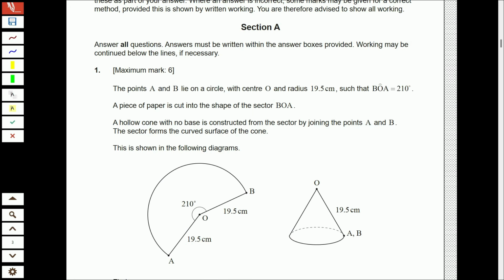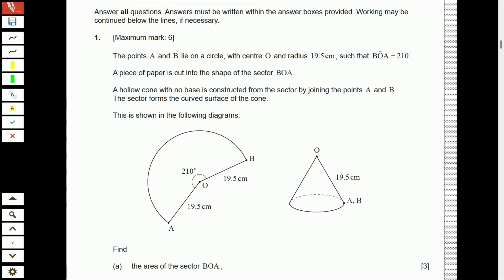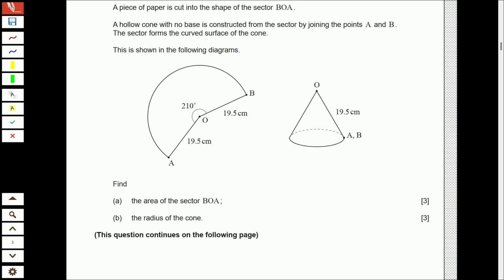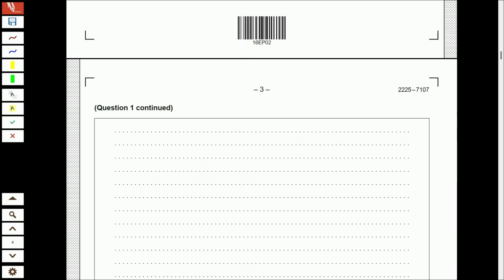Question 1. The points A and B lie on a circle with center O and radius 19.5, such that angle BOA is 210 degrees. A piece of paper is cut into the shape of the sector BOA. A hollow cone with no base is constructed from the sector by joining the points A and B. The sector forms the curved surface of the cone. This is shown in the following diagram. Find the area of the sector BOA.